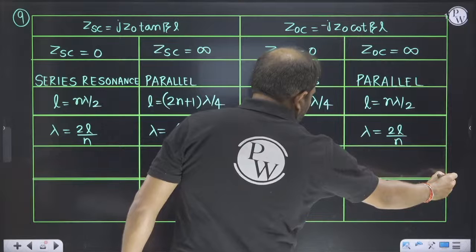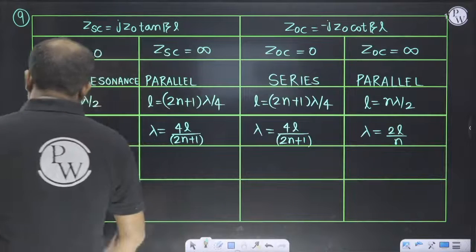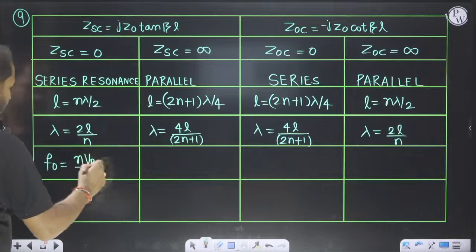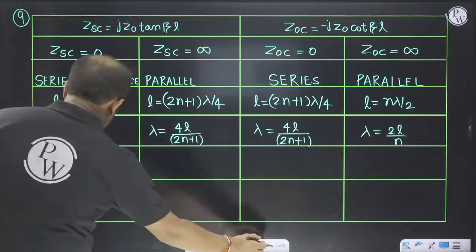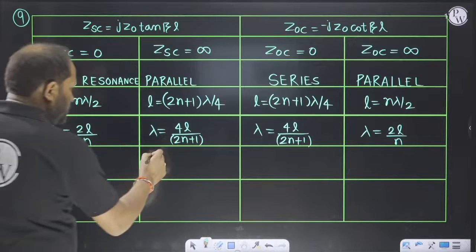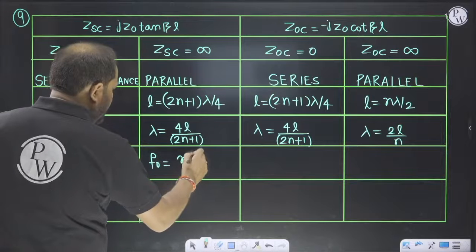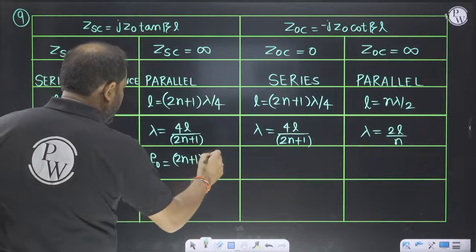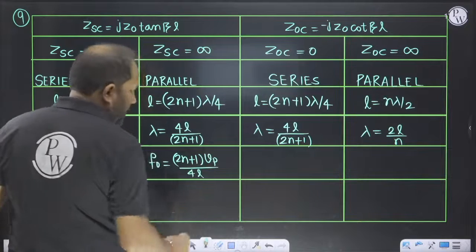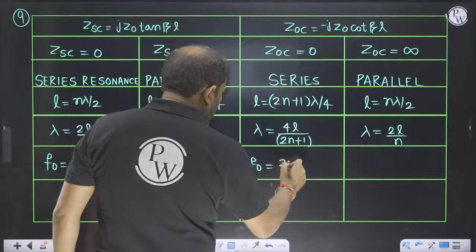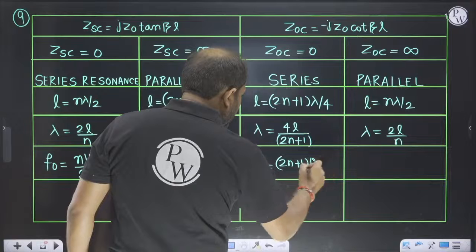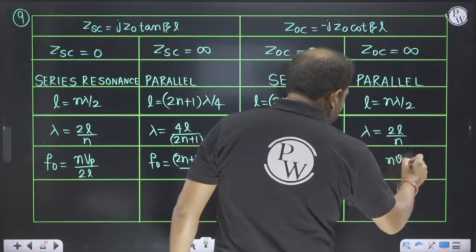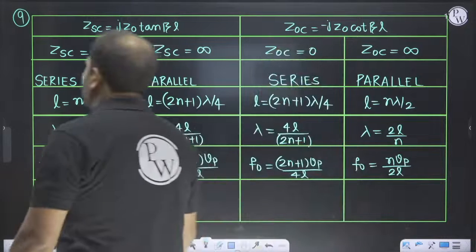Then we have the formula for f naught. f naught is equal to Vp by lambda, so n Vp by 2L. So here f naught is an odd multiple of Vp divided by 4L, and here f naught is n Vp by 2L.